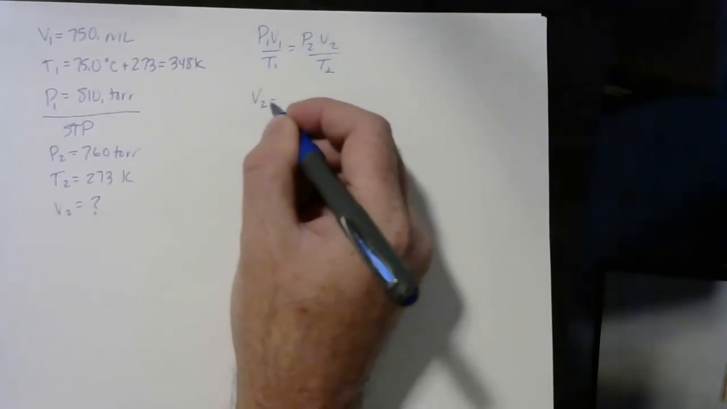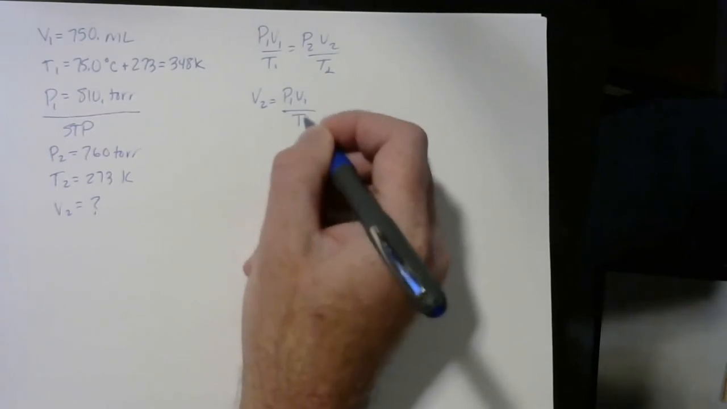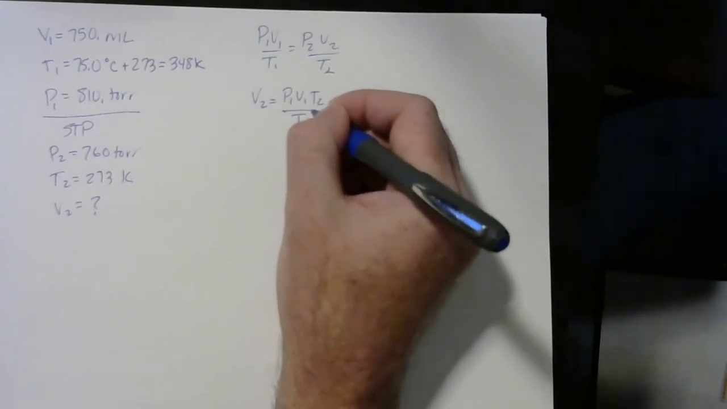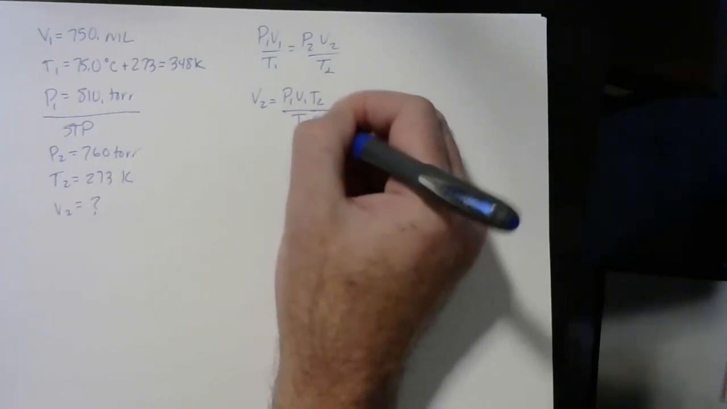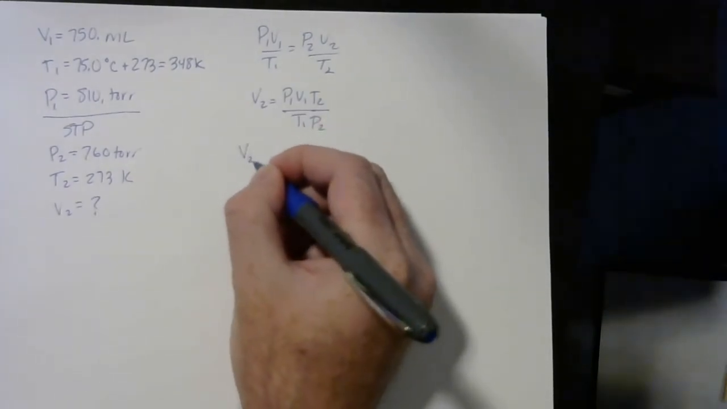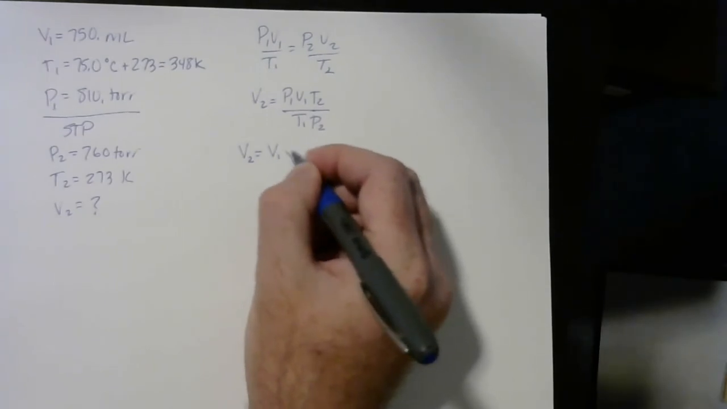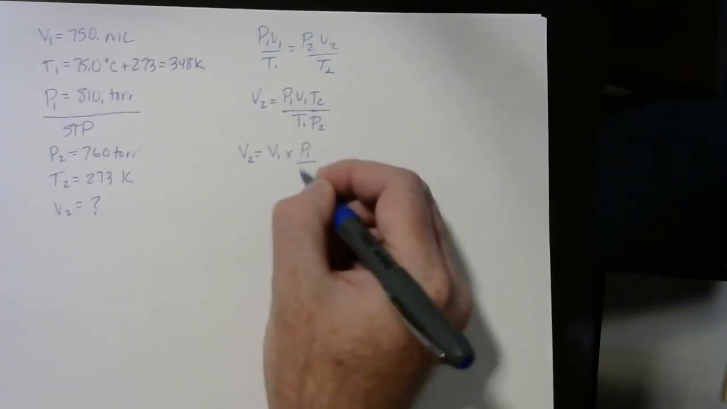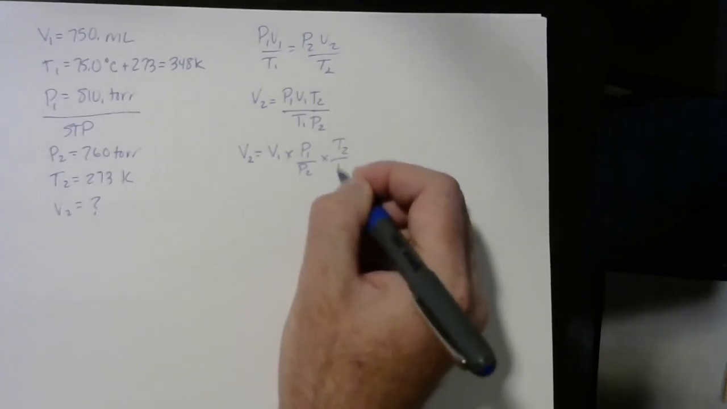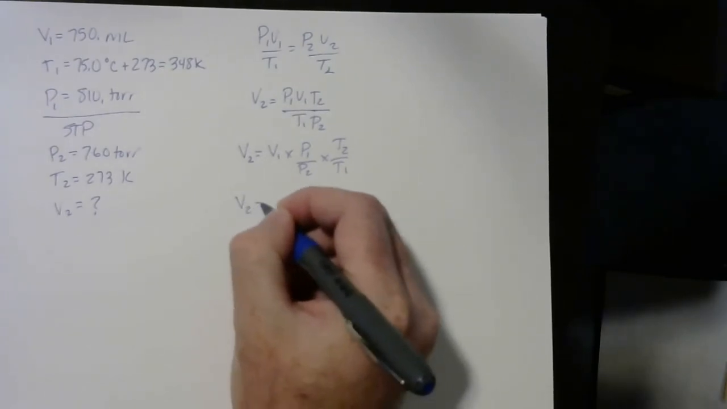So V2 equals P1 V1 over T1 times T2 over P2. We can arrange the variables in a more logical way than that. So that's going to be V1 times P1 divided by P2 times T2 divided by T1. Then we can plug and chug.